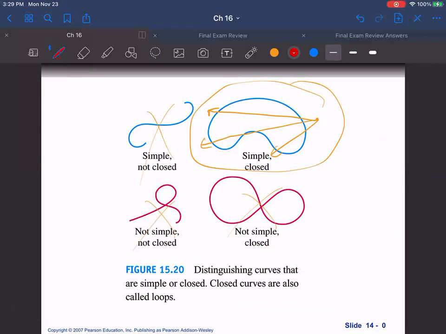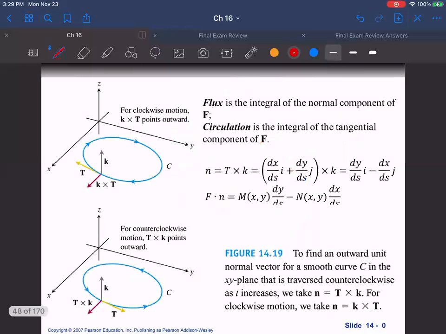So here you have some examples. All right, we want to distinguish curves that are simple or closed. So simple curves are not going to cross over themselves, and then closed ones, it's going to make that closed loop. So you can see the different examples there.